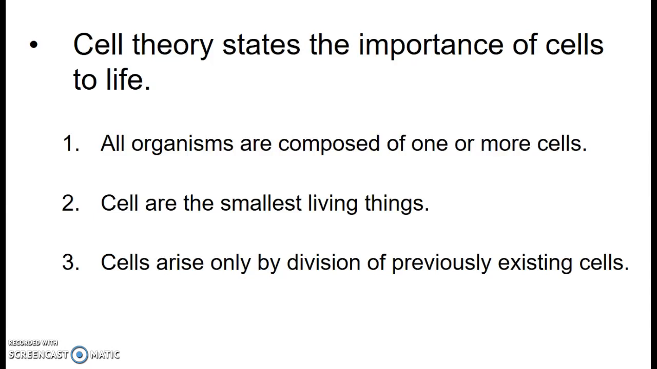So to briefly recap cell theory, it has 3 parts. The first part is just that all organisms are composed of at least one cell. The second part is that cells are the smallest living units. And then finally, the last part is that cells come only from other cells.